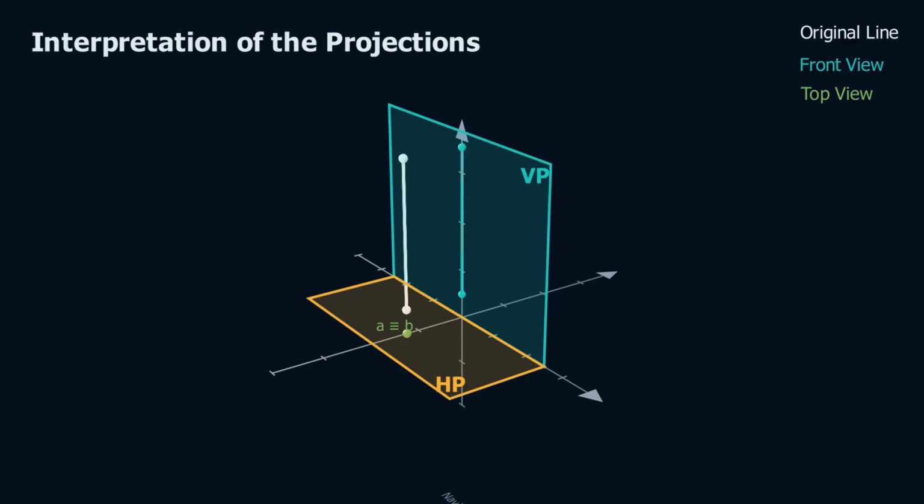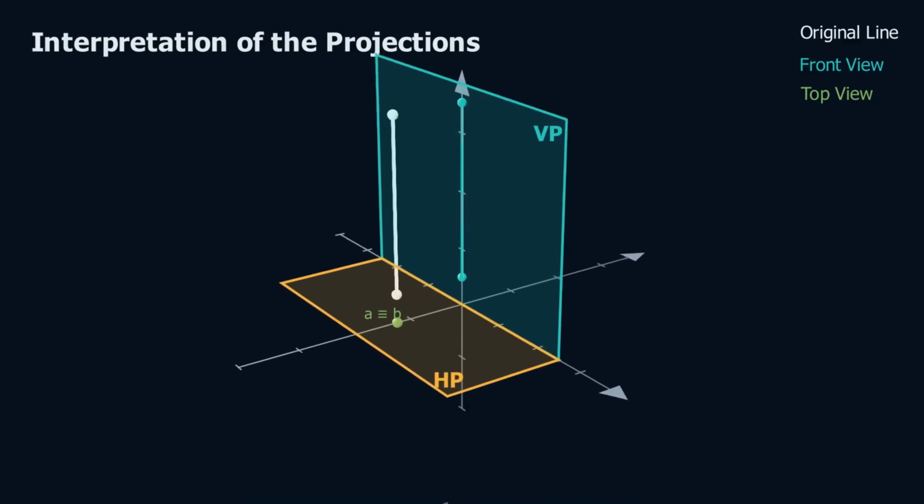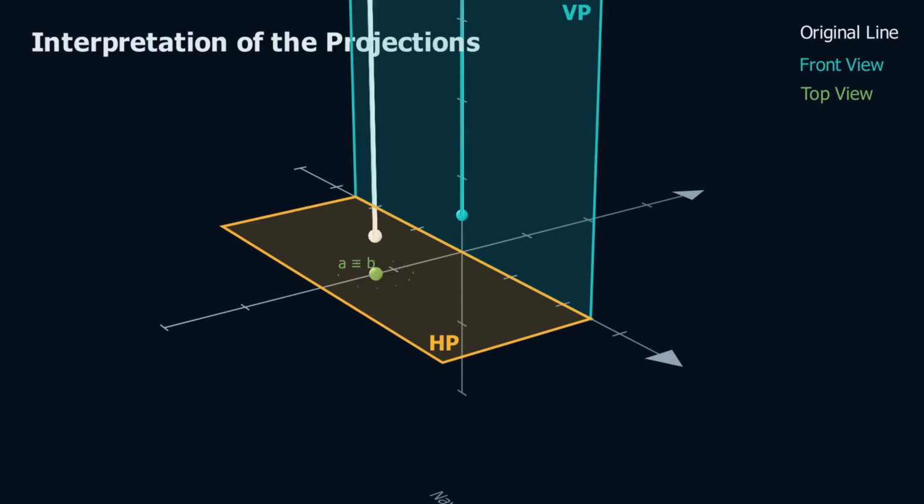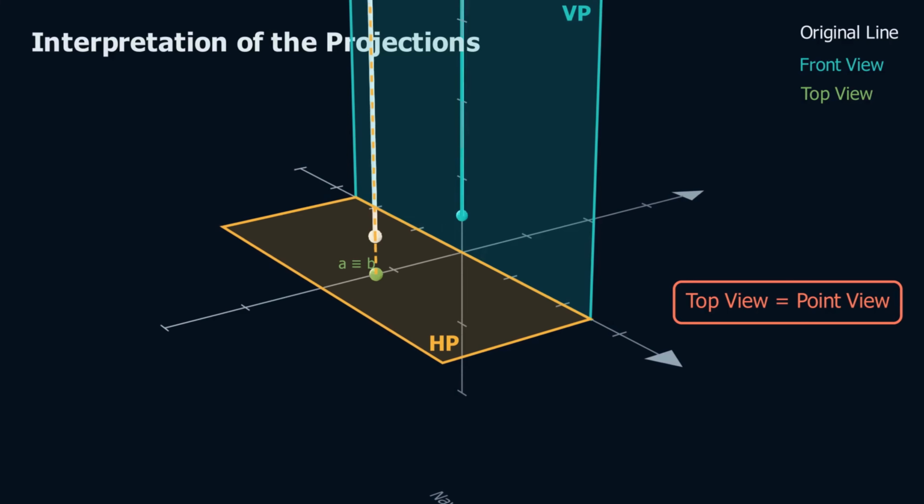Let us now examine the top view of the straight line. Unlike the front view, the top view is represented by only a single point. Notice that the projections of both endpoints fall exactly on the same point of the horizontal plane. Since the line is perpendicular to the horizontal plane, all points of the line project onto the same point. Therefore, the top view is called the point view of the line.